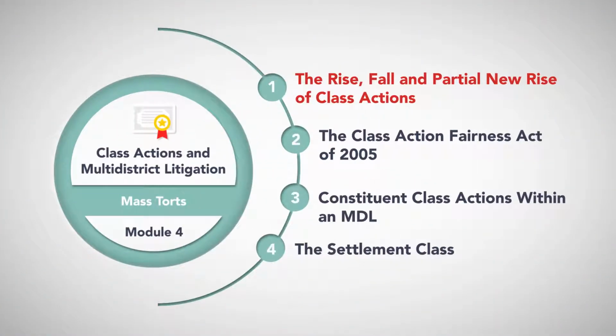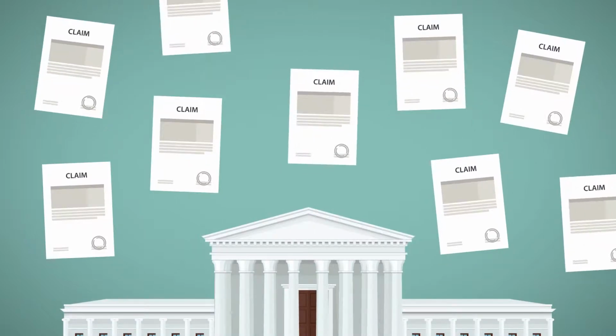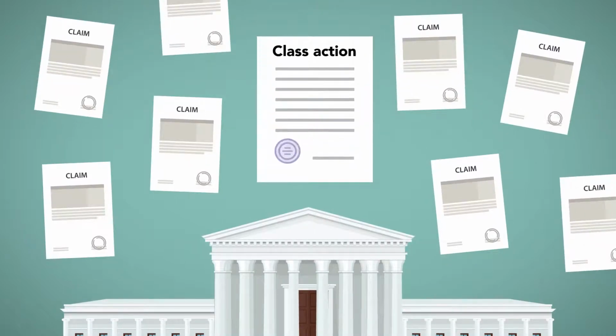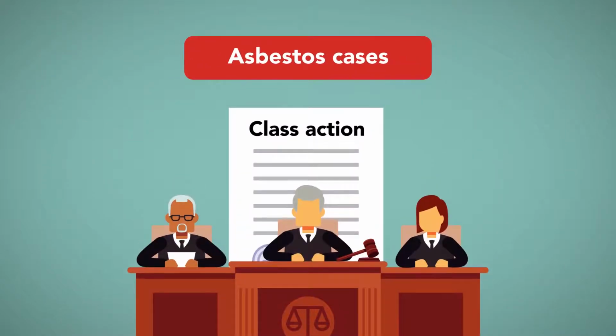The rise, fall, and partial new rise of class actions. When mass tort cases first began to appear, the most obvious way to handle these large-scale cases was to use class actions. Thus, in one of the most widely known mass torts, the asbestos cases, the trial courts at first attempted to use class actions to resolve them.